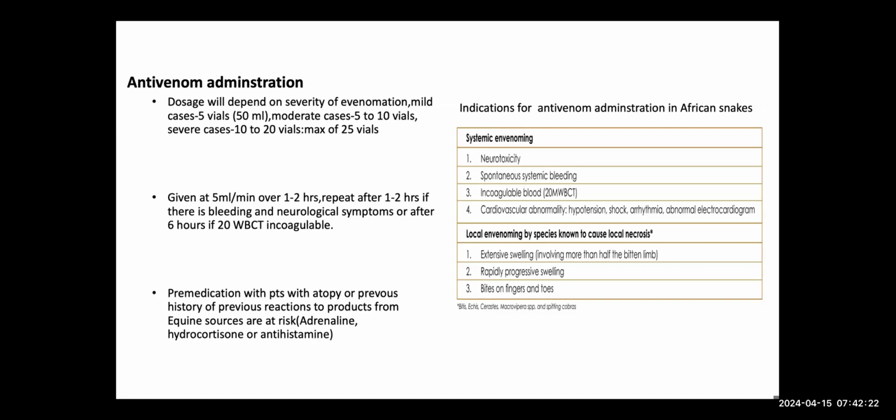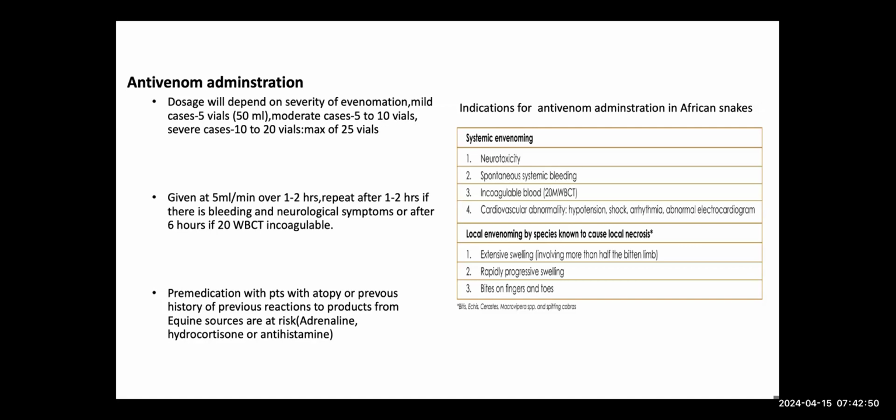So how do we give this anti-venom? The dosage depends on the severity of the envenomation. If it is mild, you want to give about 5 vials, which is 50 mils. You put it in normal saline to give at a rate of 5 mils per minute for 1 to 2 hours. If it's a moderate case, you give 5 to 10 vials. Severe cases, you give 10 to 20 vials, with a maximum of 25 vials. You repeat this after 1 to 2 hours.